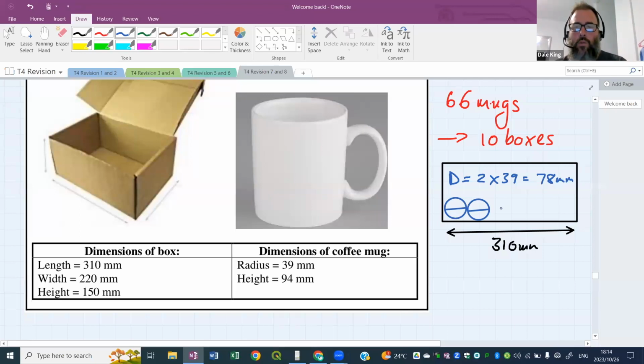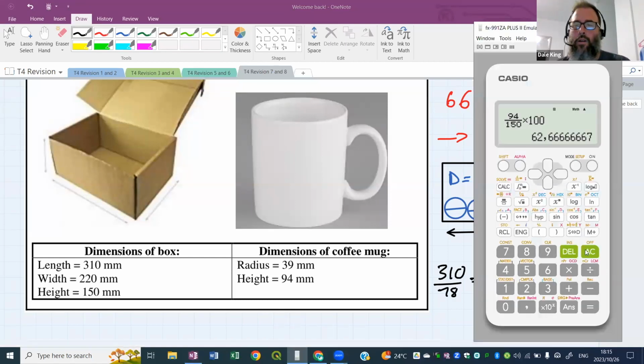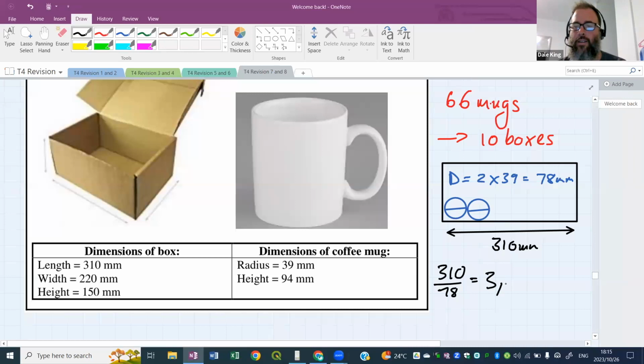So how do we work out how many mugs we can fit lengthways? Mohammed? We're going to say 310 divided by 78. Absolutely, very good. So let's work that out. I'm going to put into my fraction here, 310 divided by 78. Sorry, I made a mistake, that's okay. I've already converted it to centimeters. That's fine, don't stress. All right, so 310 millimeters divided by 78.